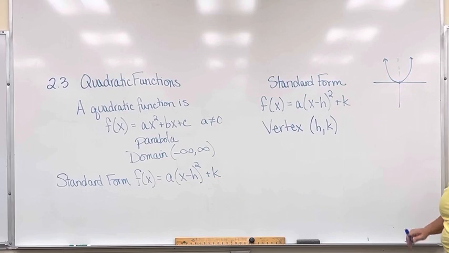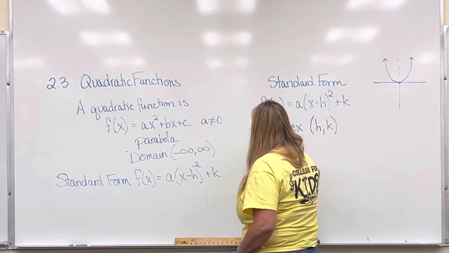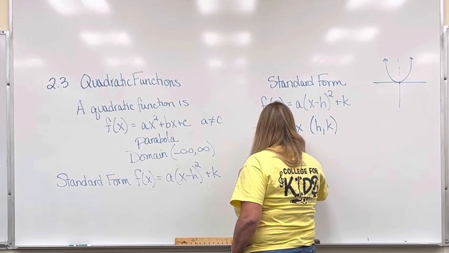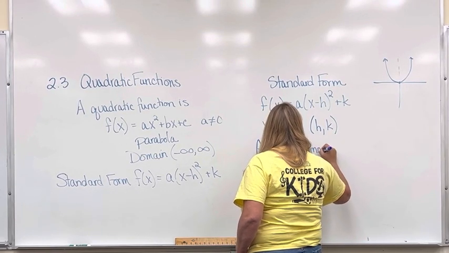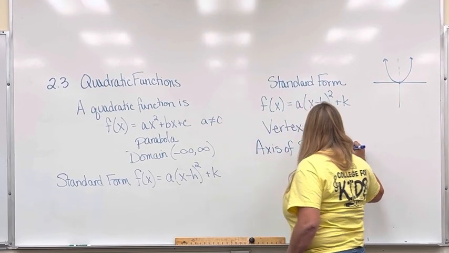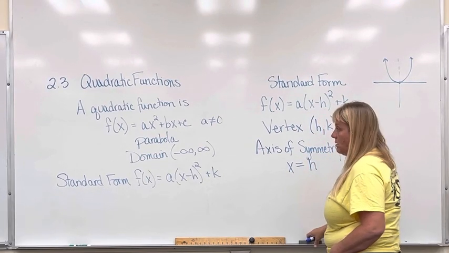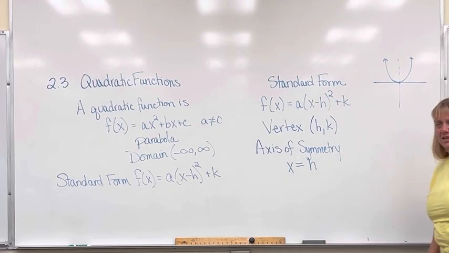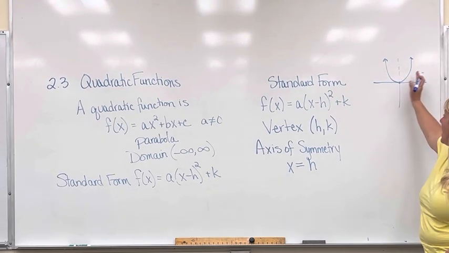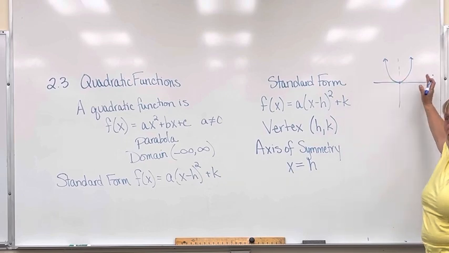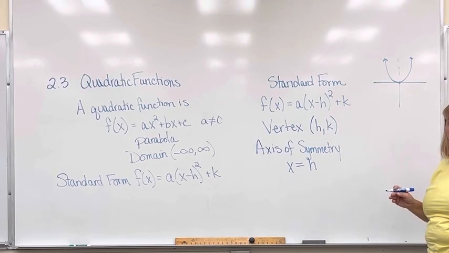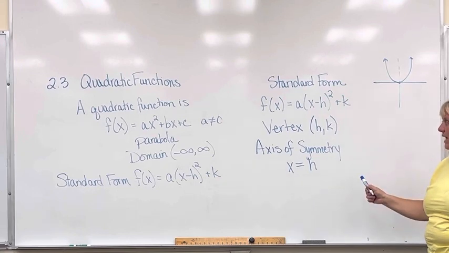Okay, so every single parabola has a vertex and every single parabola is gonna be symmetrical. So every single parabola is going to have symmetry, or what we call the axis of symmetry. And the axis of symmetry is going to be the line x equals h. Right? Sorry, a little brain fart there. X equals h. So when that thing moves side to side, that axis of symmetry is going to move with it. And wherever that h goes, that's where your axis of symmetry is going to be. Okay? So vertex, axis of symmetry.